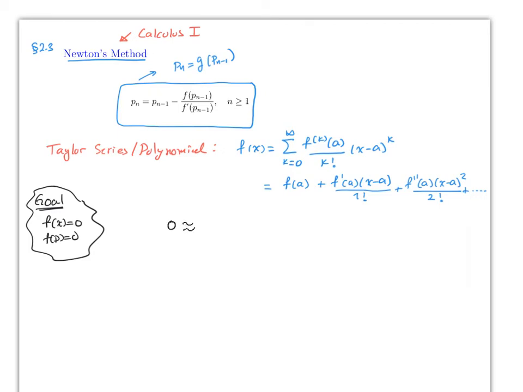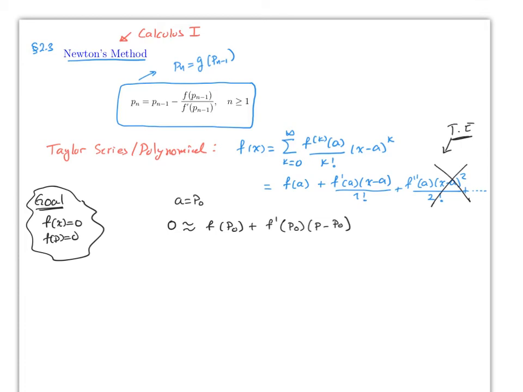0 is around f of p0, so the value for a is going to be p0, which is the initial approximation, plus f prime evaluated at p0 times x, which is going to be p minus p0. And we are not going to use the rest, so we're going to cut it here. So this will be the truncation error that we talked about before.